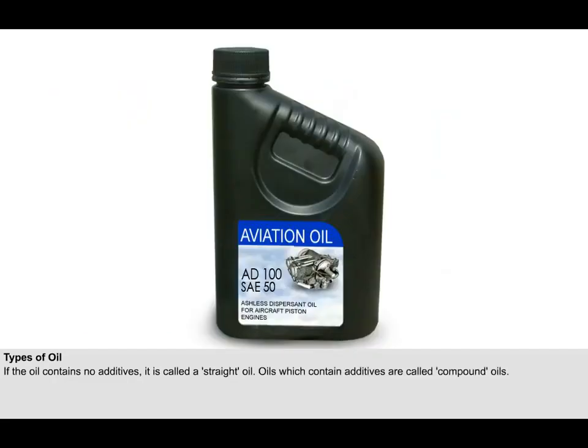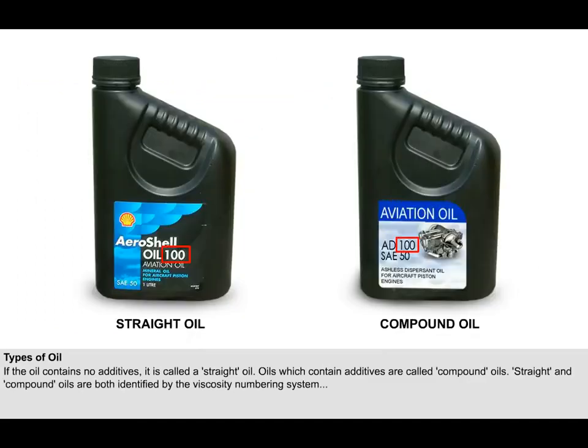To meet certain requirements of engine operation, additives can be mixed with the oil. These additives can take the form of antioxidants, dispersants, and oiliness agents. Oils which contain additives are called compound oils. Straight and compound oils are both identified by the viscosity numbering system. But a compound oil will have additional lettering in front of the number to indicate the types of additive.